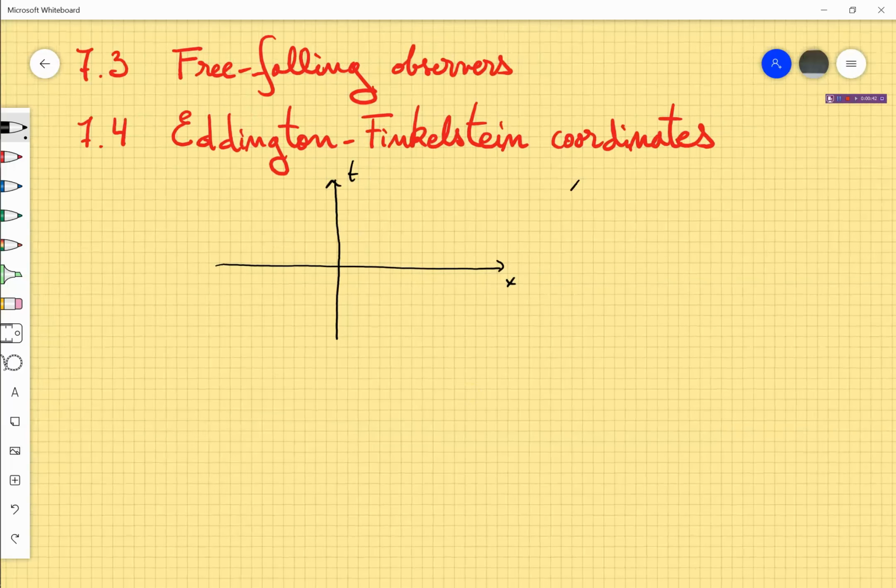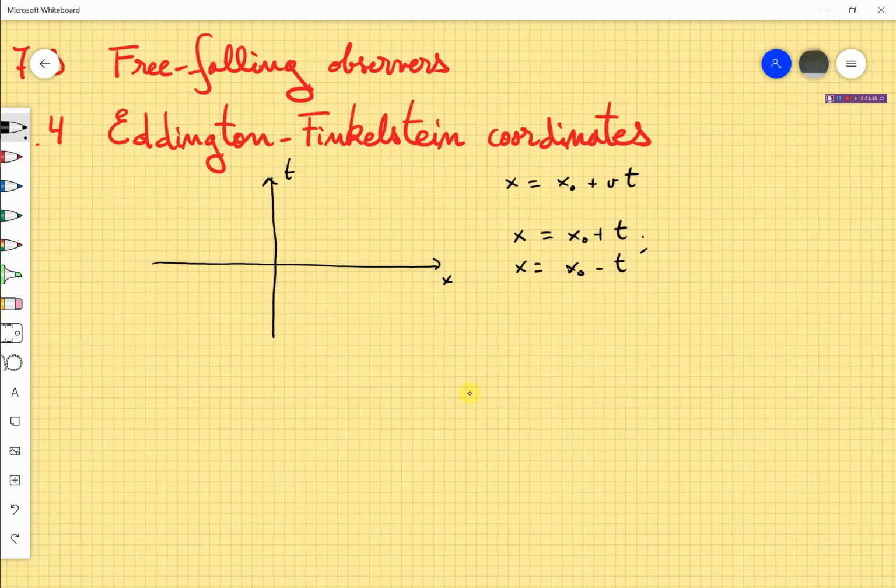They are given by these equations, where x0 is the initial time and v is the speed. Okay, so I am just going to use two kinds of speed, +1 and -1 in whatever units this is done. Okay, so I am going to consider these trajectories, and these ones.